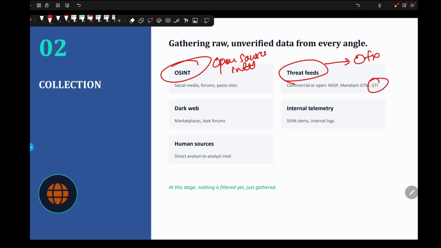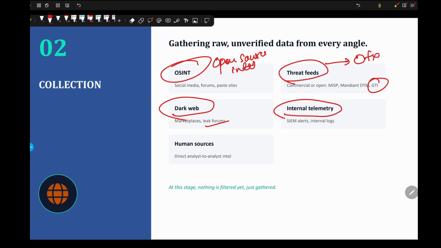The next one is the dark web. Of course, I think most of you are familiar with this word, dark web. There are a number of marketplaces out there, leak forums, whatnot, shaming sites owned by the ransomware groups. So you can collect information from the dark web if it is required, if it's a part of your planning phase.